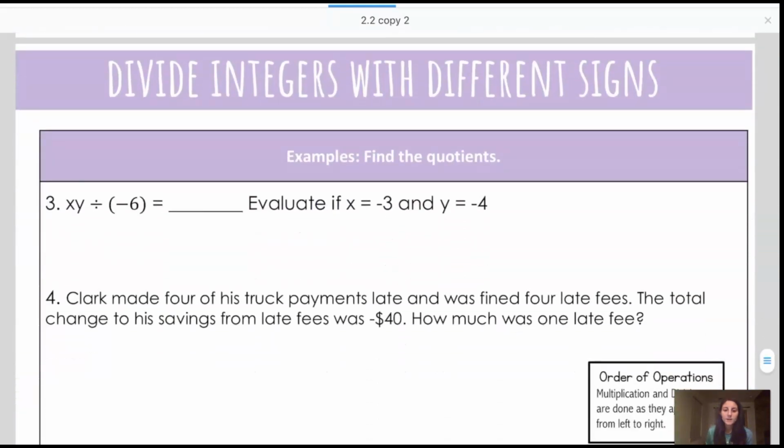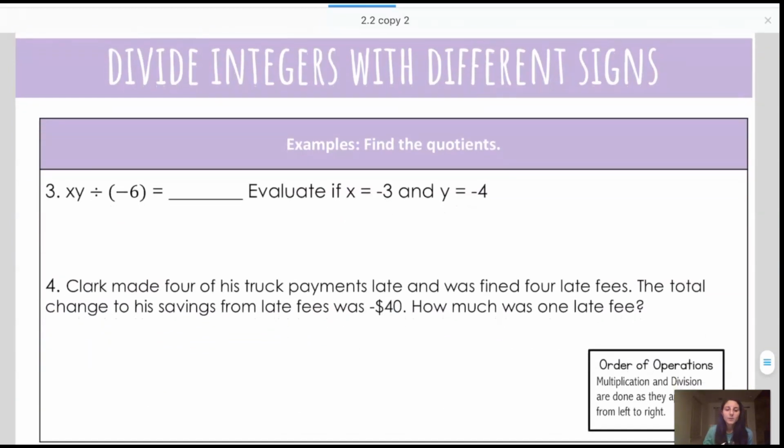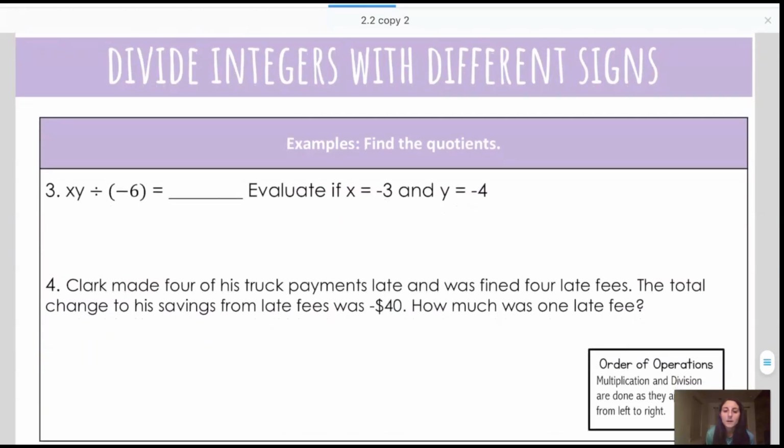Let's look at a few more examples. Number 3, we're going to evaluate if x is negative 3 and y is negative 4. So I'm going to plug in those values every time I see x and y in my expression. So we have x times y divided by negative 6. Well, x, they told me, was negative 3, and y, they said, was negative 4. And then I'm dividing by negative 6.